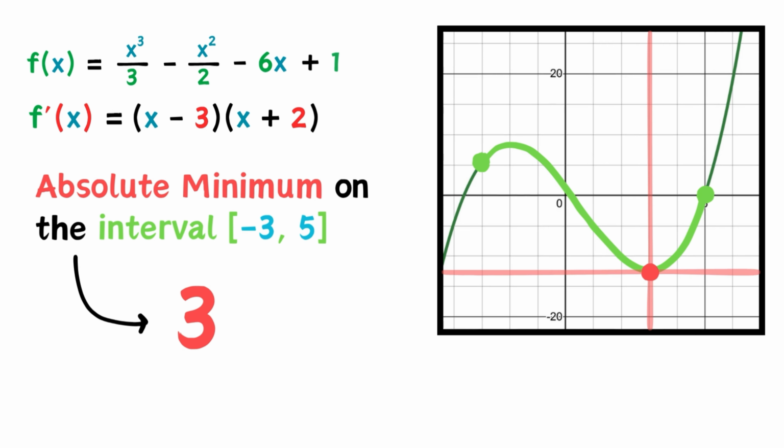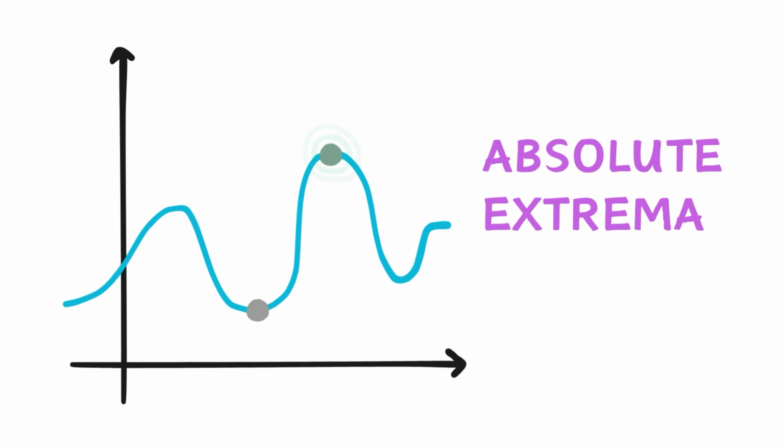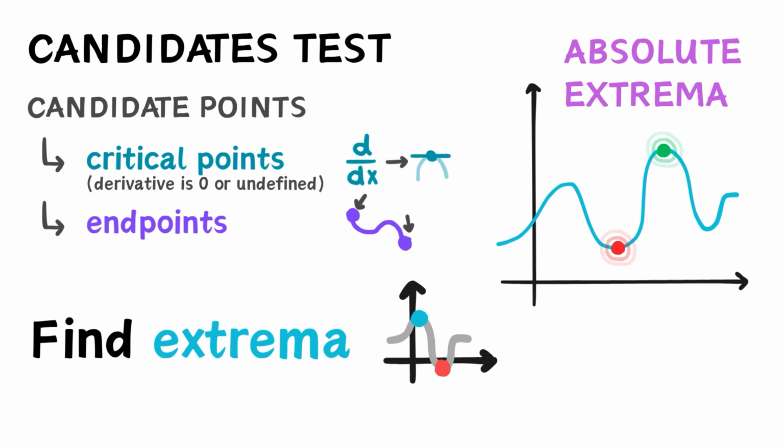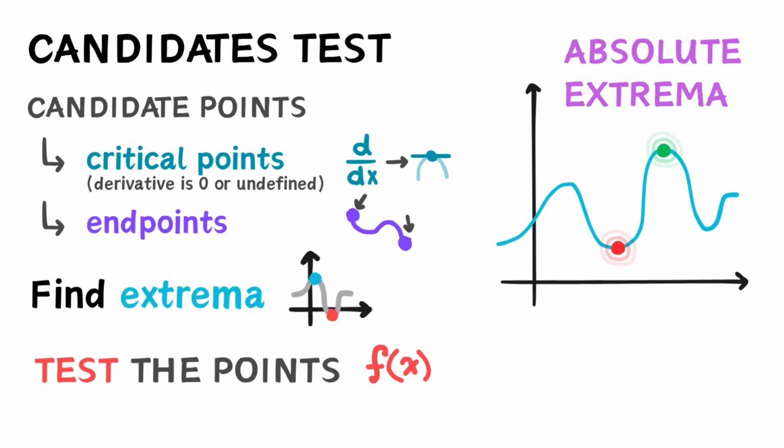And that's really how you go about finding the absolute extrema, or the largest and smallest values on a function. Once you use the candidates test and find extrema, all you have to do is check out the function values at those points and compare.